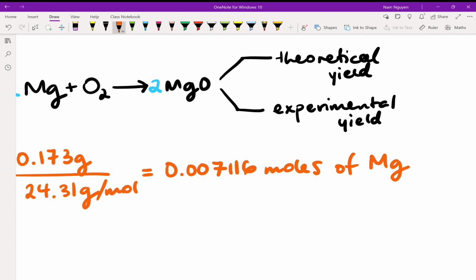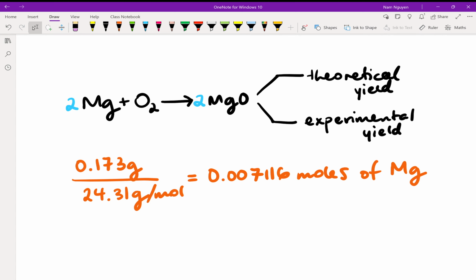Marvin started with. And this is where a balanced equation comes into play. If I have a balanced equation that says for every 2 moles of magnesium that I use, I will produce 2 moles of magnesium oxide, that's a 1-to-1 ratio. Does that make sense? For every mole of magnesium that I combust, I will make a mole of magnesium oxide. That's what the balanced equation says.